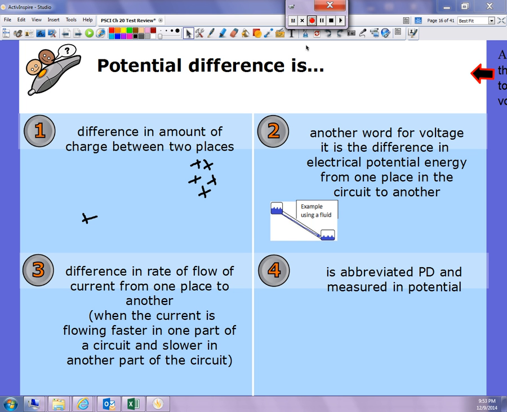Number three, difference in the rate of flow of current from one place to another when the circuit is flowing faster in one part of the circuit and slower in another part of the circuit. Or number four, is abbreviated PD and is measured in potential. Okay, your answers.